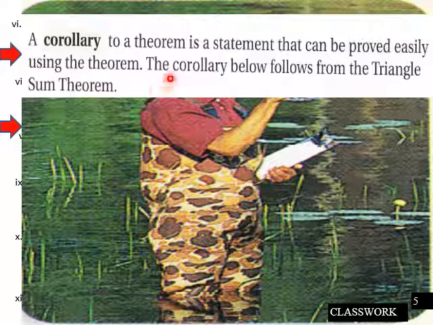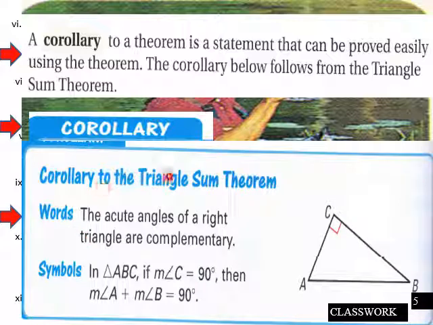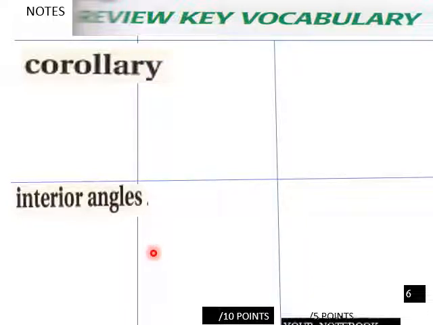Okay, a corollary to a theorem is a statement that can be proved easily using the theorem. The corollary below follows from the triangle sum theorem. Corollary to the triangle sum theorem: the acute angles of a right triangle are complementary. These are complementary, if this is a right triangle. In triangle ABC, if measure of angle C is 90, then measure of angle A plus measure of angle B equals 90. Students, in your own words, define corollary and interior angles here.